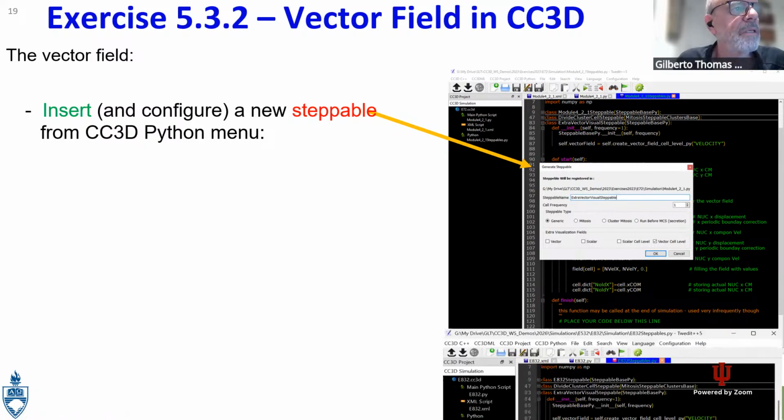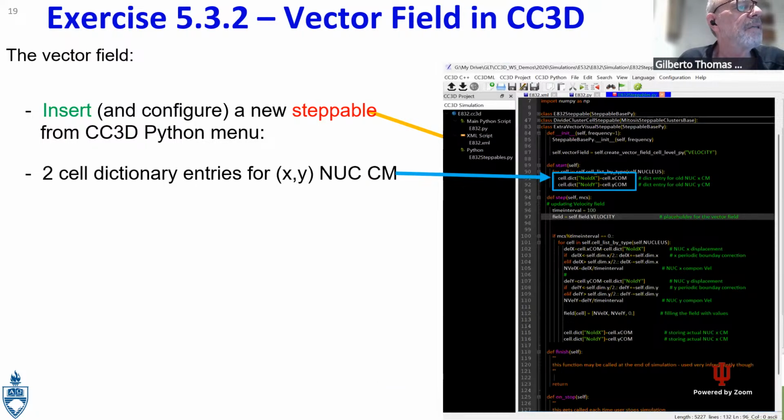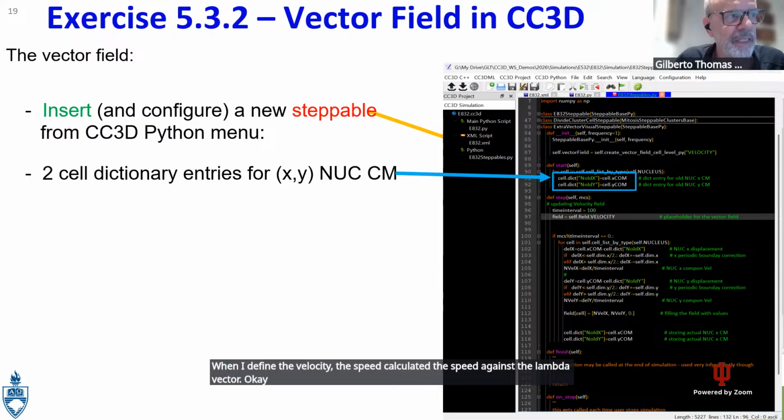So remember again, as we did before, to deal with velocity, we need the position of the cell at two different instants of time. We did that 2 days ago when I defined the velocity, the speed, calculated the speed against the lambda vector. Okay, we are doing the same thing here.